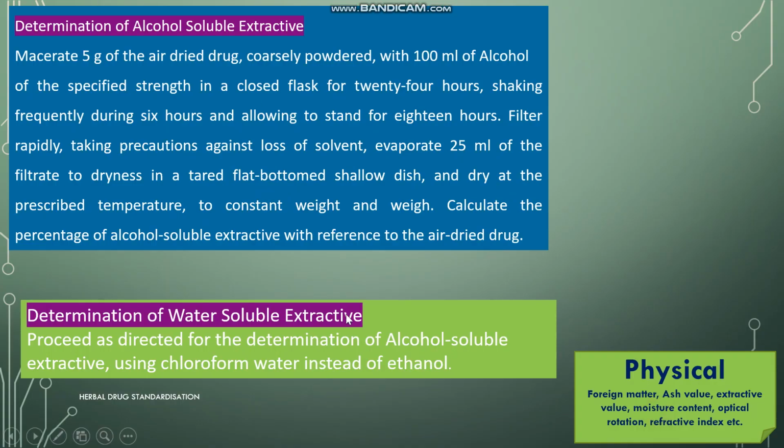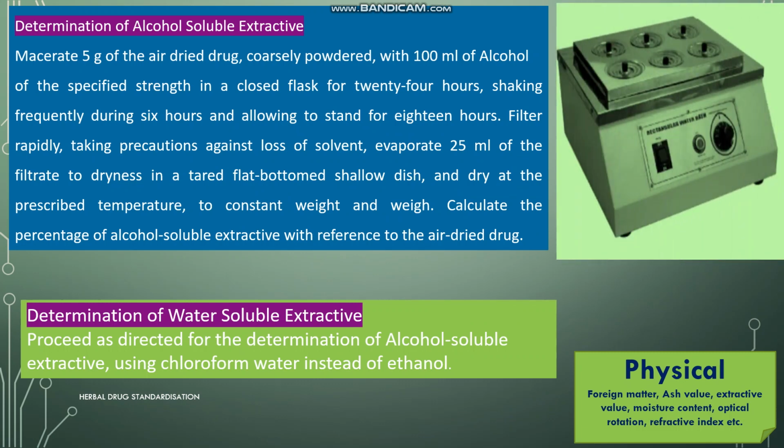So after moisture content analysis, there is another very important parameter prescribed by different pharmacopoeias like the Ayurvedic Pharmacopoeia of India, that is the determination of extractive value. In API, alcohol soluble and water soluble extractive values are mentioned and are mandatory for maintaining the standardization parameters. So for extraction purpose, we simply use the maceration procedure over here.